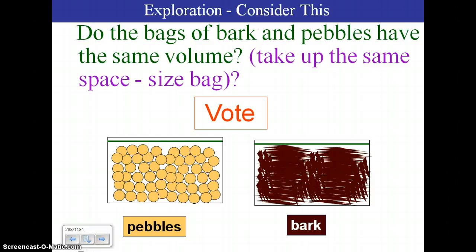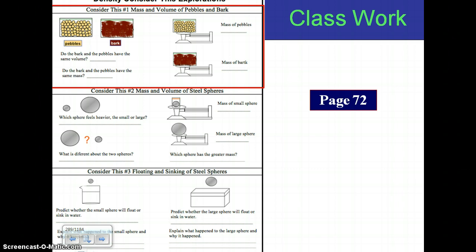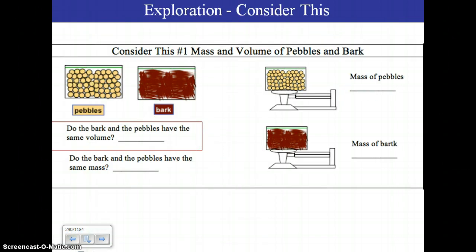The only reason I know that is because I measured out 100 milliliters of pebbles and 100 milliliters of bark, and I put them in the bags. So you wouldn't be able just to tell that by looking at them exactly, but I'm giving you the evidence that they do have the same volume. On page 72, where it asks, do the bark and the pebbles have the same volume? I want you to write yes, because I've given you the evidence that they do have the same volume.